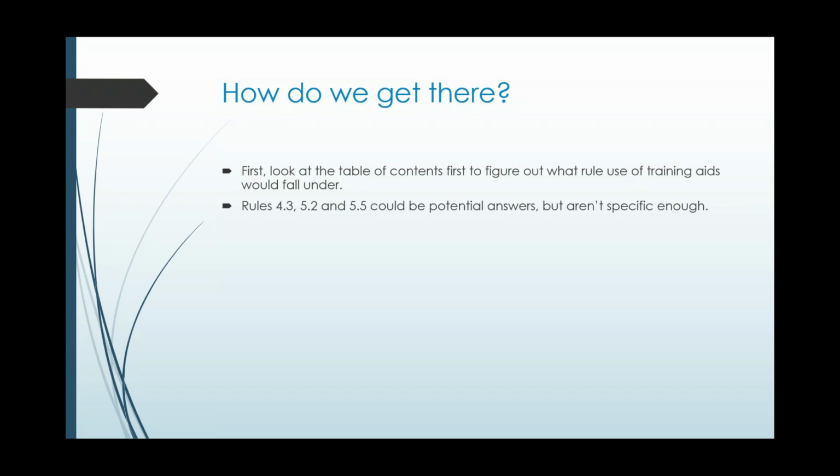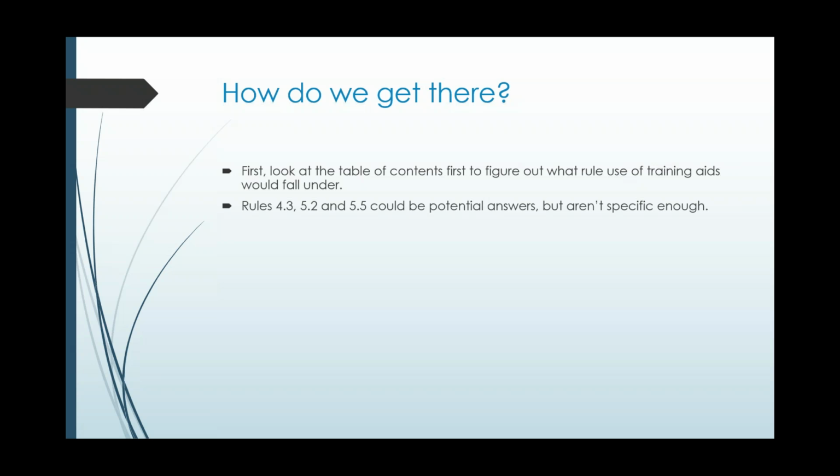4.3 here is the use of equipment. It goes over allowed and prohibited uses of equipment. It will go over gloves, gripping agents, audio and video, stretching devices, training aids, and slings, which is what we're looking for. So we know 4.3 would be a good one.